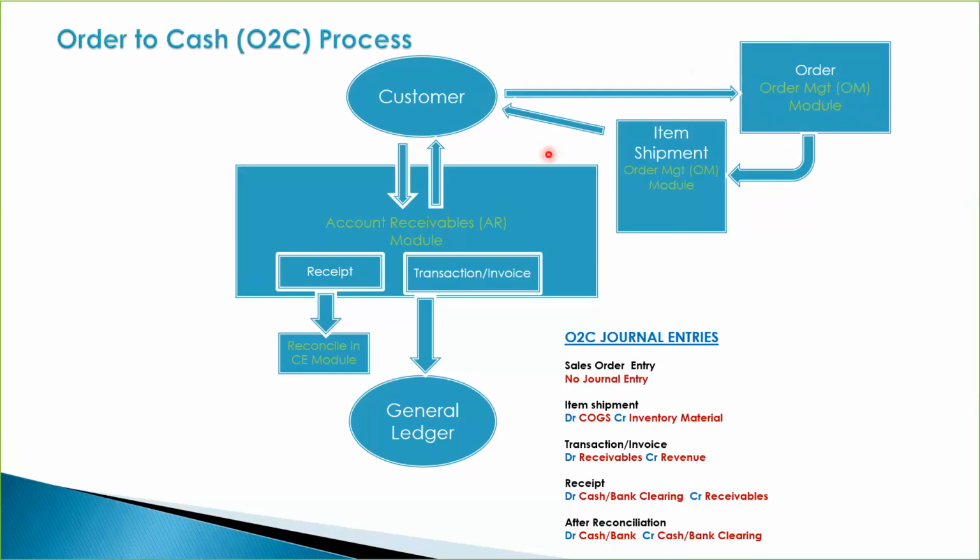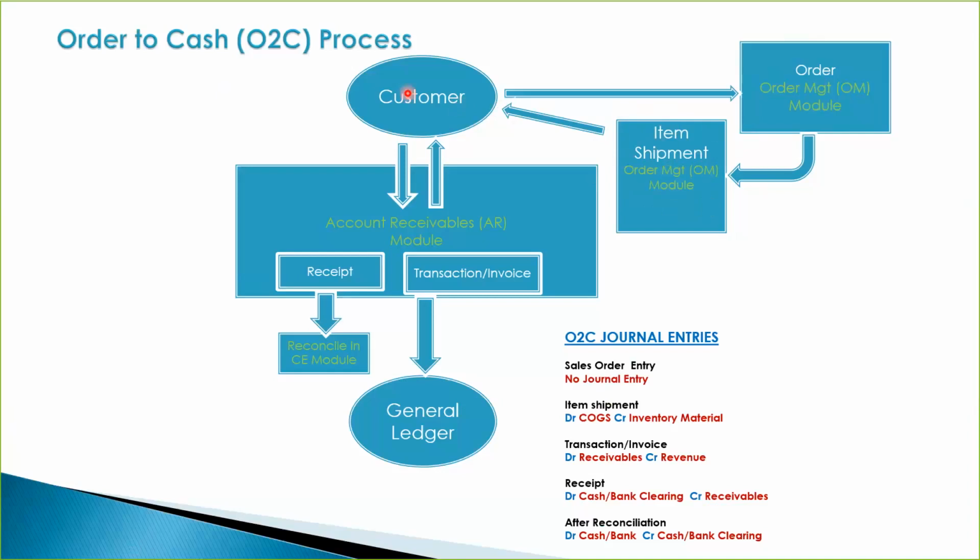Now, what happens next is the item that was placed in the order is shipped out to the customer, and that item shipment transaction is recorded in the order management module as well. The item will be shipped to the customer, and of course, the customer will receive the item.